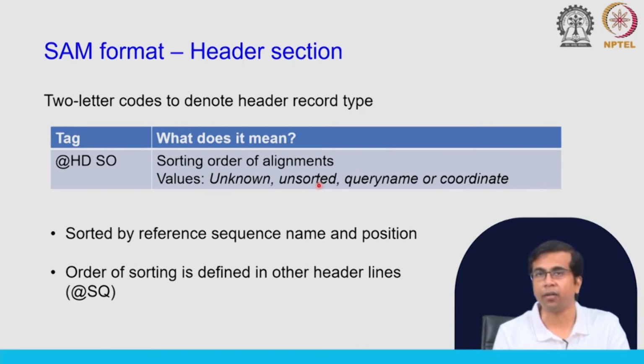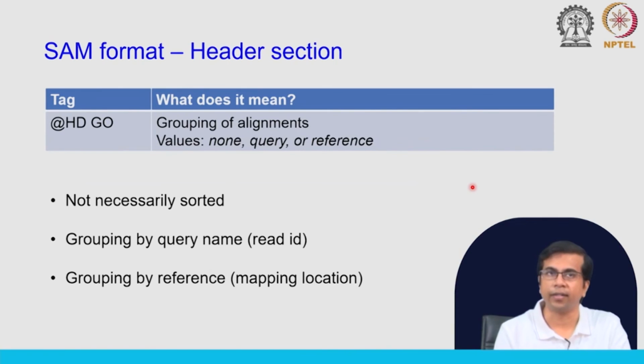So, unsorted is the default option, you will see this in most of the files, and then you can have sorting by query name, by the read name, or sorting by the alignment sequence position. So, you can have this sorting by reference sequence name and positions, and this order of sorting will be defined in another header line that will start with @SQ. So, we will come to that, what is this @SQ.